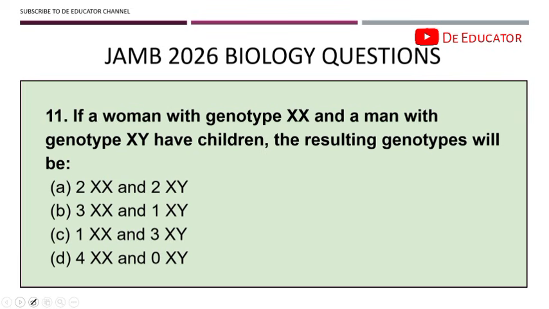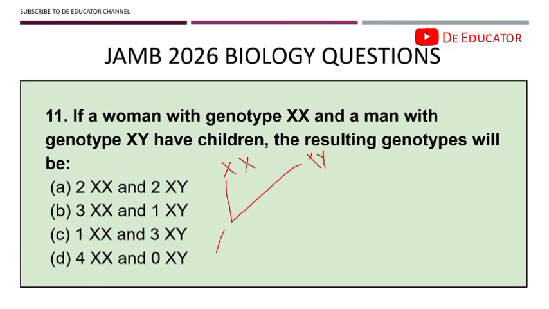Okay. All right. So the next question: if a woman with genotype XX and a man with genotype XY have children, the resulting genotype will be. Okay, this is a very simple question. When you see a question like this, what should come to your mind is the crossing. So we have XX, and then we have XY. So we cross this first and this.